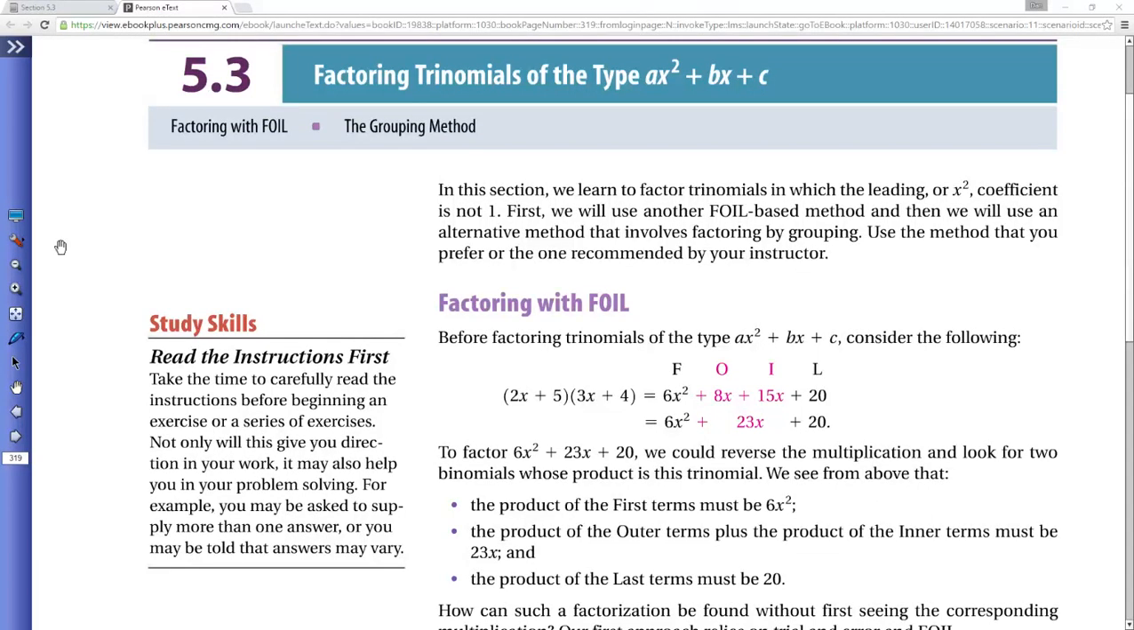Chapter 5, Section 3, Factoring Trinomials of the type ax squared plus bx plus c. So the difference here in factoring is we have this coefficient, or a number times our first term. And that can increase the amount of possibilities we need to check.